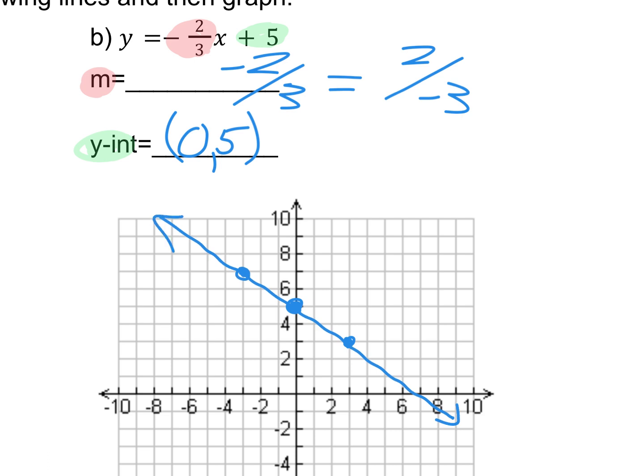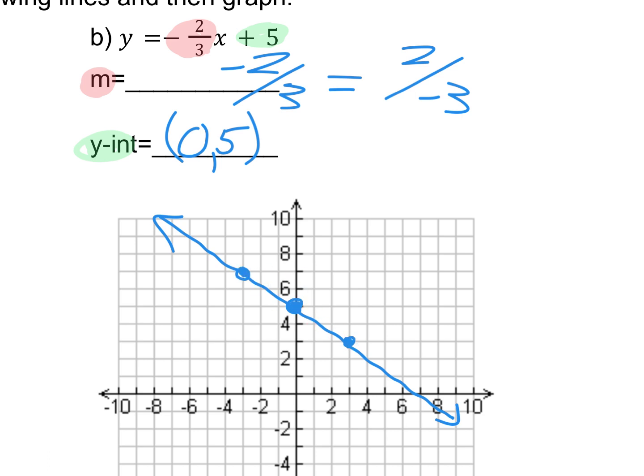Now check this out. If I would have kept going, so originally I went down 2 and right 3. Let's see what happens if I would have done that again. Down 2, right 3. Well, it looks like my line wasn't perfectly straight, but it should have gone straight through that point as well. So if you have a negative slope, just make sure the negative sign is either in the numerator or in the denominator. So it can either be negative 2 over 3 or 2 over negative 3. And as long as you follow your directions correctly, it will be on this line no matter what.